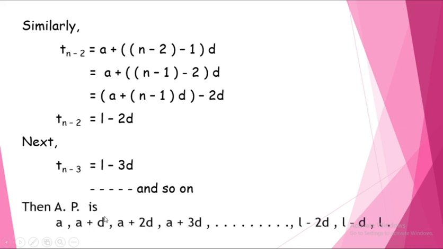Then this AP can be written as: the first term is A, second is A plus D, third is A plus 2D, fourth is A plus 3D, and so on. The last term will be L, the second last term will be L minus D, the next will be L minus 2D, and so on. We get the last three terms and the first three terms. And now we have to find the sum of all these terms in the AP. These are n finite number of terms in an AP.